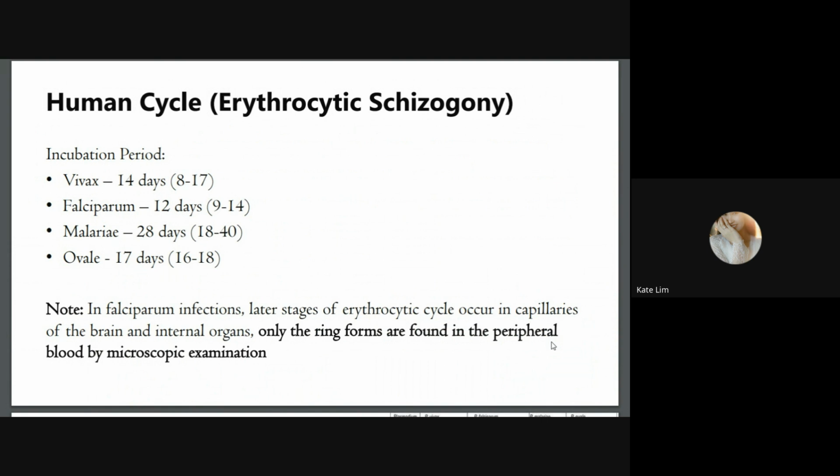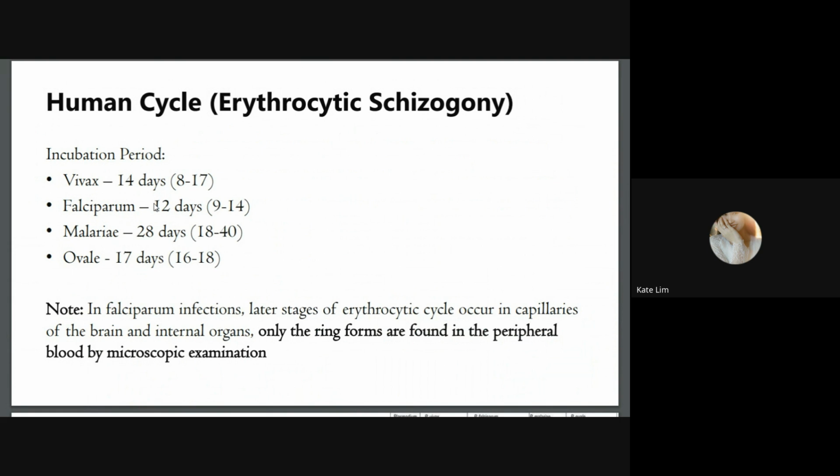The typical incubation period for Vivax would be 14 days, but it can range from 8 to 17. For falciparum, this one is usually 12 days, but it can range from 9 to 14 days. Malariae, this one's a bit slow. It has an incubation of 28 days and it can go as long as 40 days. We have Ovale. It's 17 days, but it's a pretty narrow range of 16 to 18 days. So we have here malaria that has the longest incubation period.